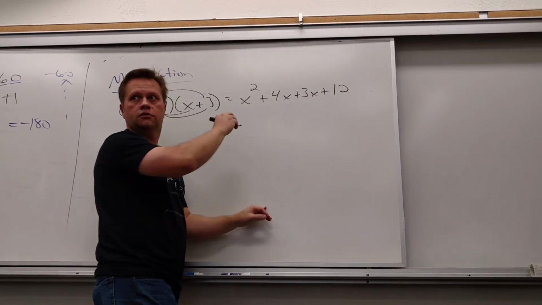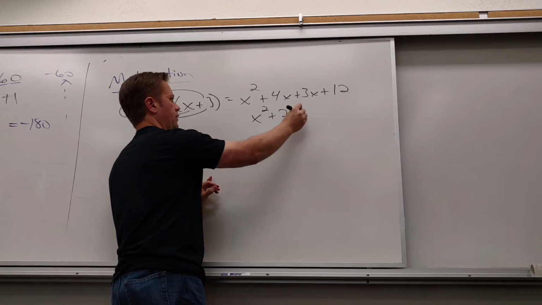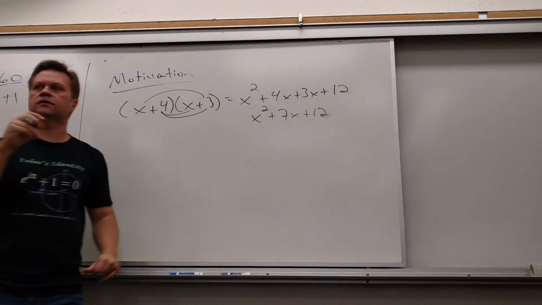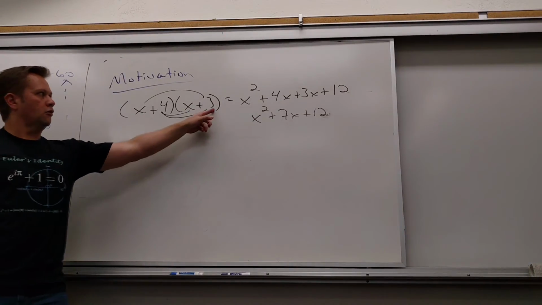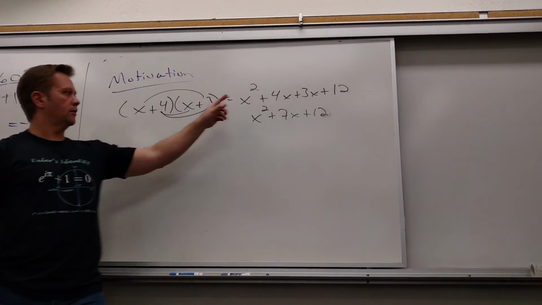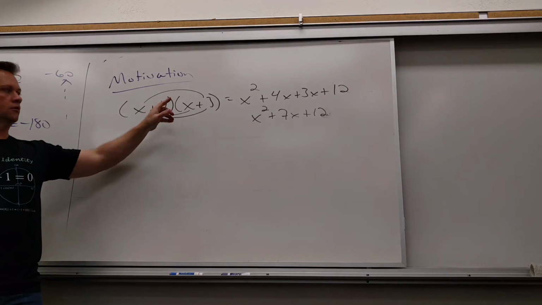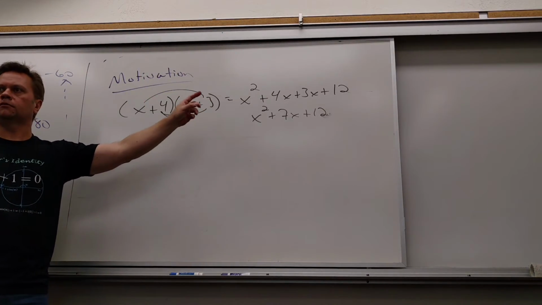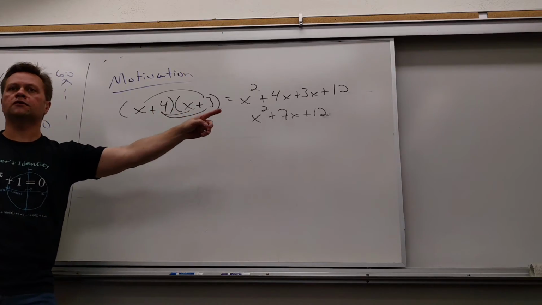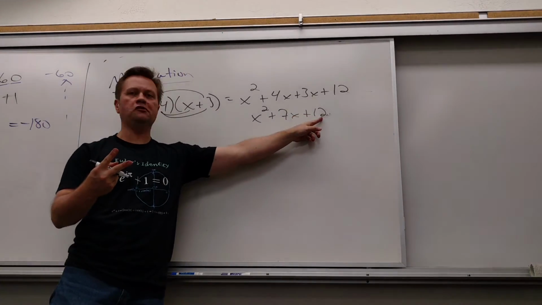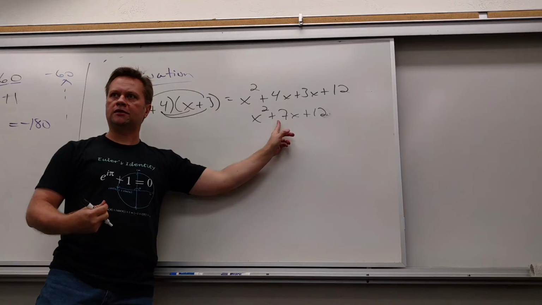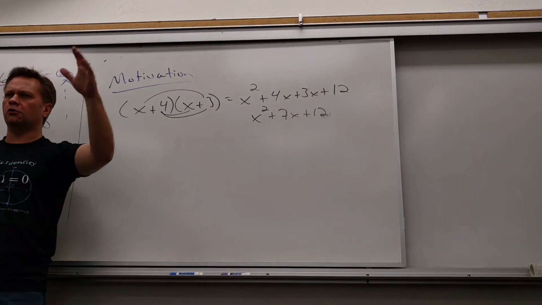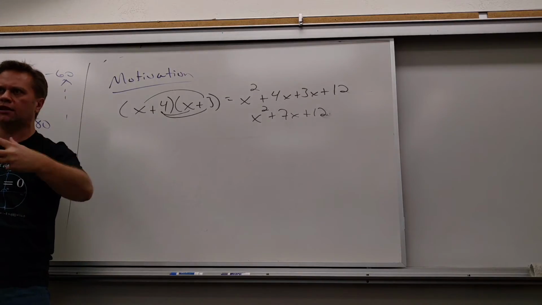Is everybody cool with that? So then I get x squared plus 7x plus 12. Looking at the problem, where exactly did 7 come from? 4 and 3 added to be 7. Where did 12 come from? 4 and 3 multiply to be 12. So two numbers that multiply to be 12 and add to be 7 would be the answers here. That's why that whole thing I did earlier is exactly what you're going to think when you do this.